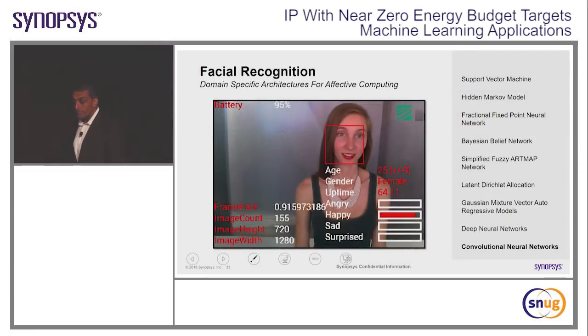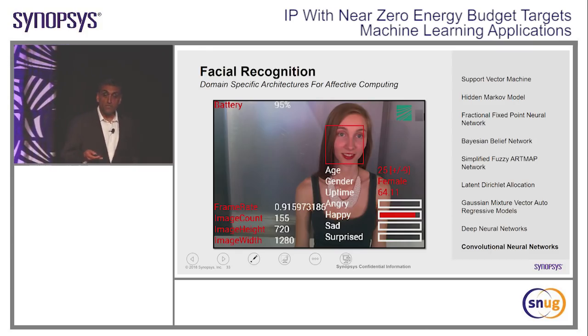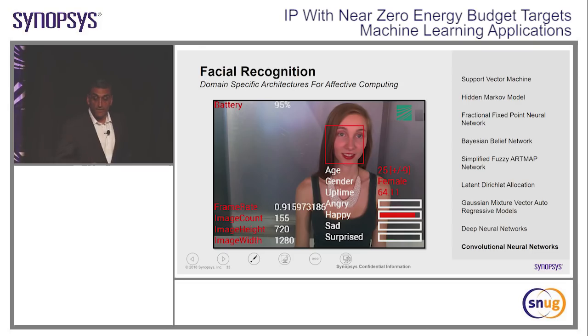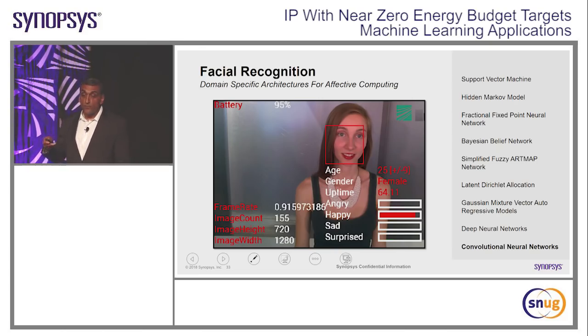One of those high-quality tasks is facial recognition. This is an example of an algorithm using CNN, convolutional neural networks, in terms of domain specificity of a processor.